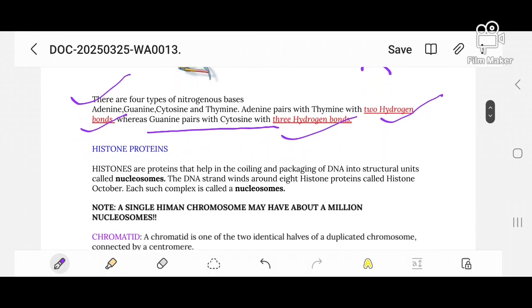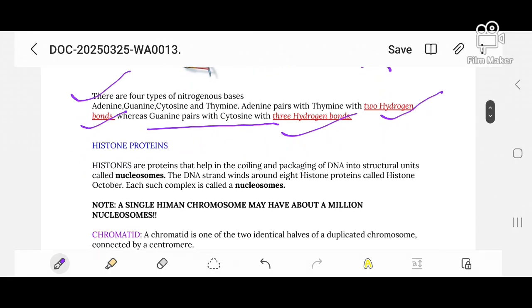Now, histone proteins help in the coiling and packaging of DNA into structural units called nucleosomes. The DNA strand winds around 8 histone proteins called histone octamer. Each such complex is called a nucleosome.